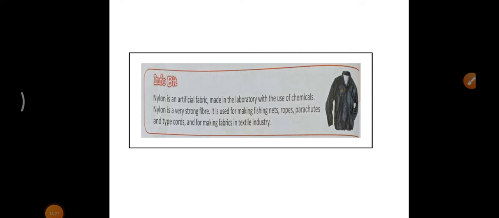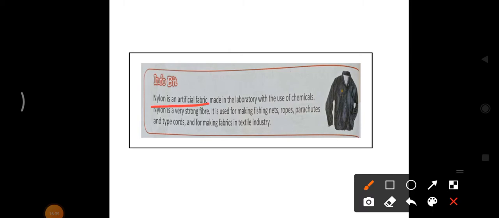And the next one is nylon, also one of the fabrics. So nylon is an artificial fabric. The woolen, silk and cotton we are getting from nature, so these are natural fabrics. But nylon is an artificial fabric. It is made in a laboratory using chemicals. The chemical means that it must be artificial. So nylon is an artificial fabric. It is made in the laboratory using chemicals.